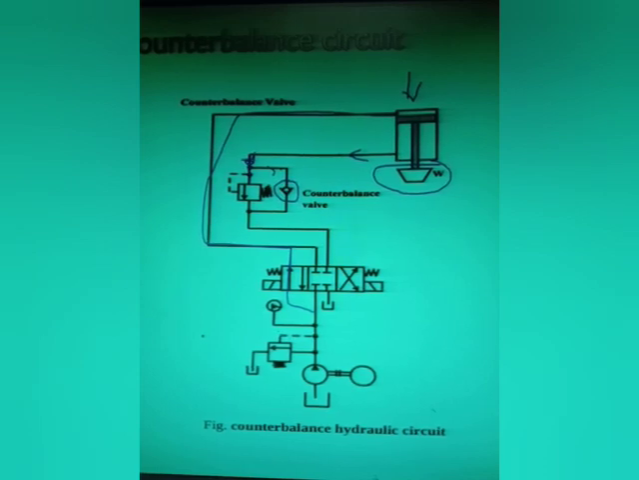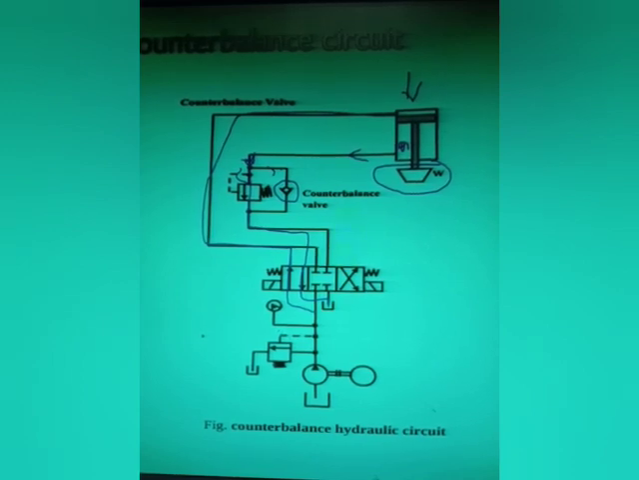Now unless and until the oil from this bottom side passes, this load will not come downward. When a sufficient amount of pressure is created here, that oil pressure will operate through this pilot line. This valve will get open, and as this valve gets open, the oil will flow to this line and get connected to the reservoir. Understand? Hence the downward movement of the weight is controlled, or I can hold it.